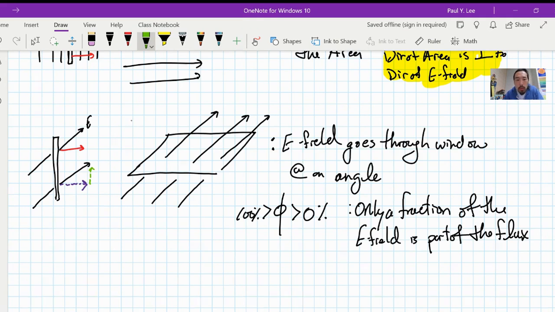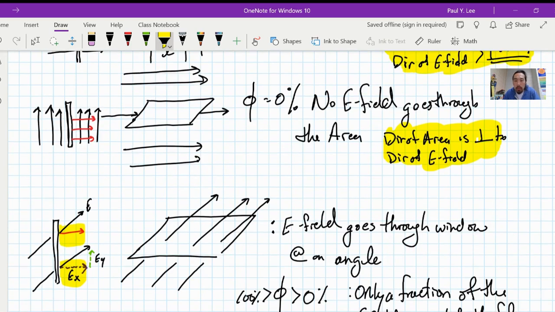Between these two E field components, if I label this E field Y and this E field X, we can say only E field X contributes to the flux because E field X is parallel to the direction of the surface. Or another way to think about it is only E field X is actually going through the window. E field Y is passing it, much like in the second situation here.